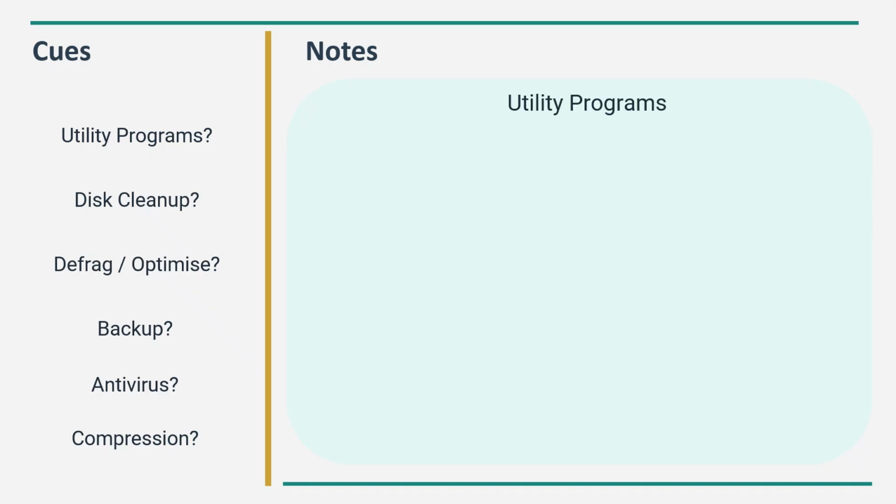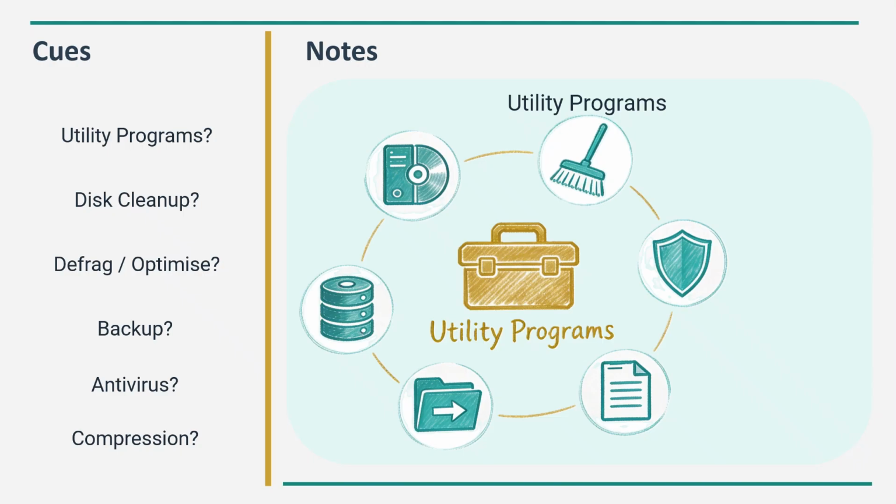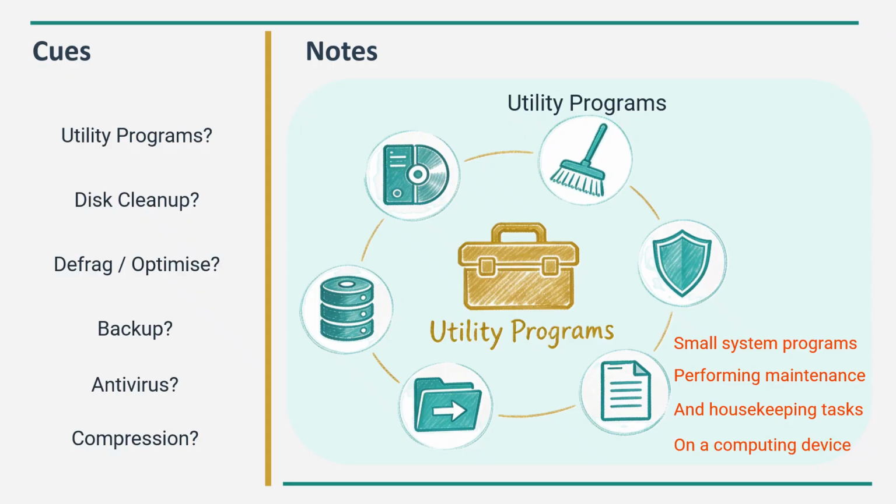We have looked at utility programs in a previous video, but let's revise again. So, utility programs are small system programs that perform maintenance and housekeeping tasks on a computing device. They help to keep the system running efficiently, protected, and manage files and storage. Examples of utilities include disk cleanup, disk defragmentation or optimization, backup tools, antivirus software, and compression tools used to zip files. They usually work together with the operating system as part of system software.